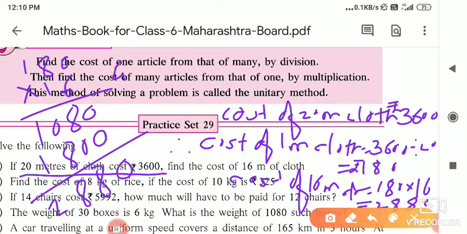So you have to solve this example by using this method. Write it step by step in good handwriting. On this mobile, the pen handwriting is not so nice, but understand it. Here also we use the unitary method: from the cost of 20 meter cloth we find the cost of 1 meter cloth, that is 180, and we multiply that 180 with 16, then we get the cost of 16 meter of cloth. So in this way solve the example. Now we will see the next example.